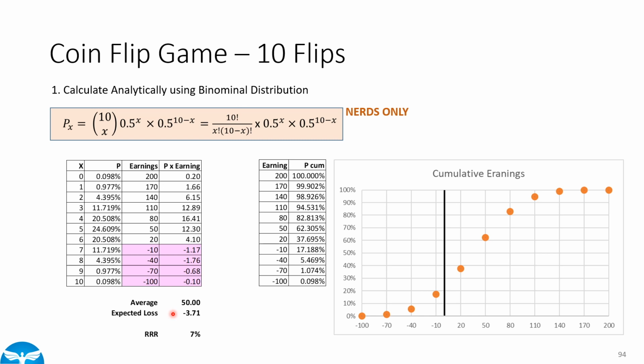$3.71. So that is simply you take the probability times the earnings, you put in this cell, and then you take this probability times the earnings and put in this cell, and then you sum all these up, and you get $50. And if you sum all the ones where you lose money, then you get $3.7 expected loss. And so the risk-reward ratio is now 7%. So you see it went from 100% when we do the single coin flip to 7%. And the low risk-reward ratio is much better. So this is a far more attractive game than the single coin flip.